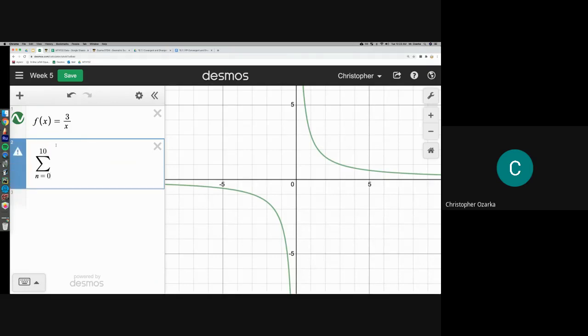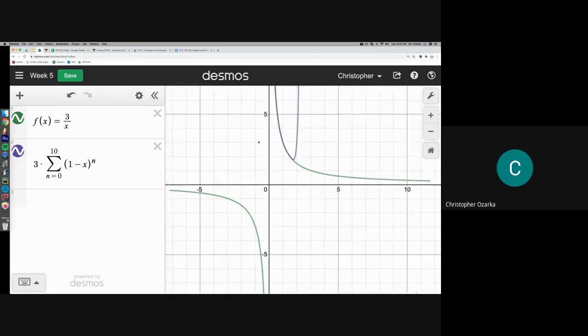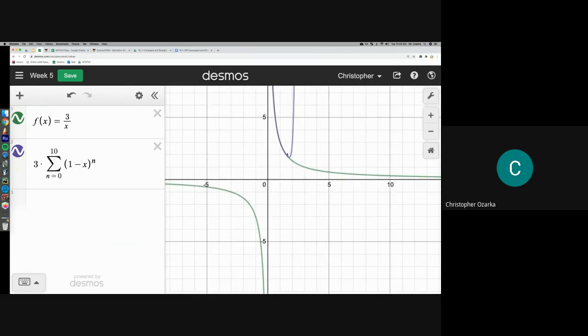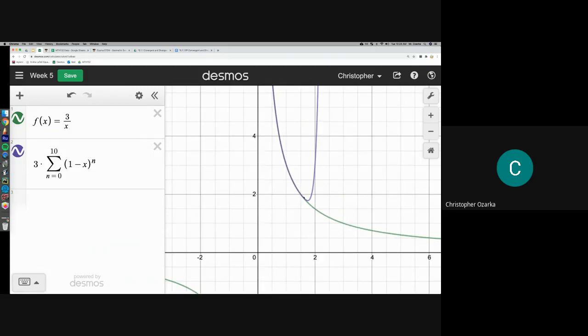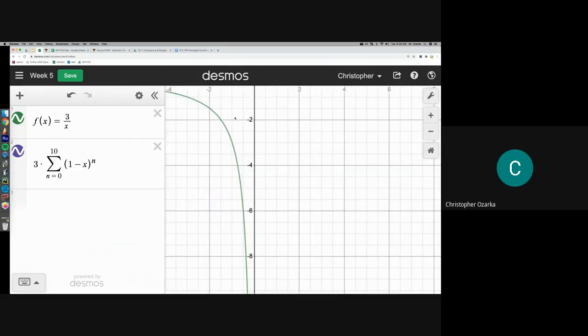I'm just going to go to 10. I'm going to show you how to do this on your calculator in a second. And then it was 3 times, and we did 1 minus x. Now, if you notice, it's very strongly on a certain value, and then it kind of diverges away when it gets closer to the 2. It's not over here.